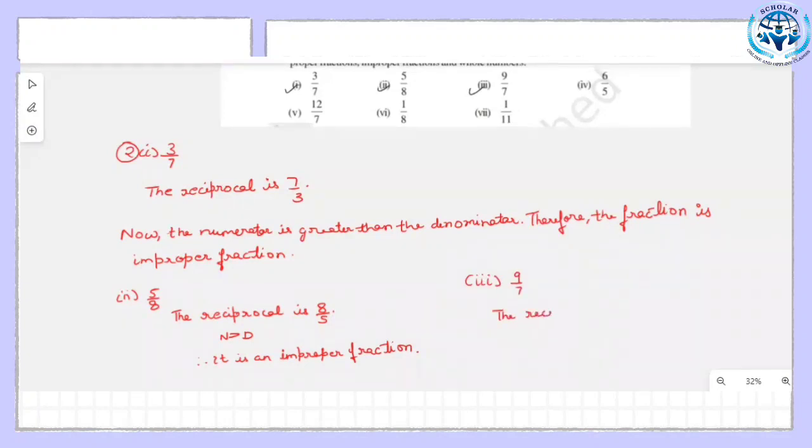Third fraction is 9 by 7. The reciprocal is 7 by 9. This is a proper fraction.